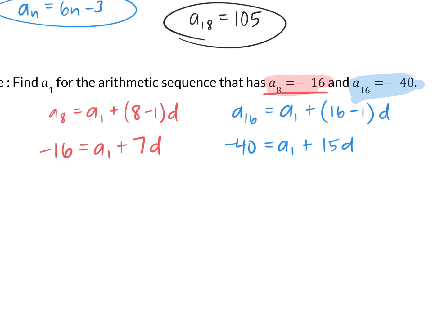So let's go ahead and multiply this second equation by negative 1, and then I'm going to add it with that other equation over there in red. Okay, we could totally do substitution if you would rather. Either way is going to get you the same answer. Okay, so I'm going to have 40 equals negative 1 times a, so negative a sub 1, and negative 1 times 15d, minus 15d.